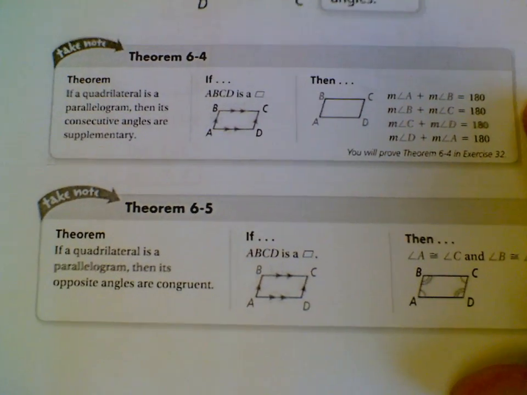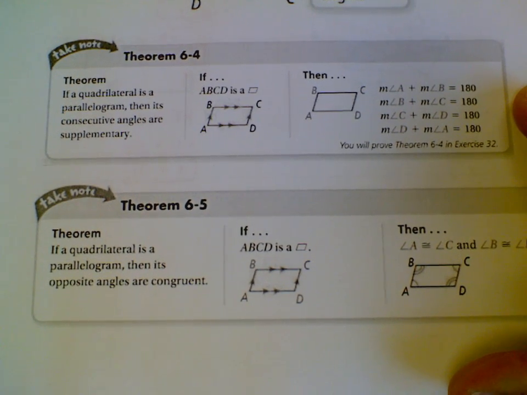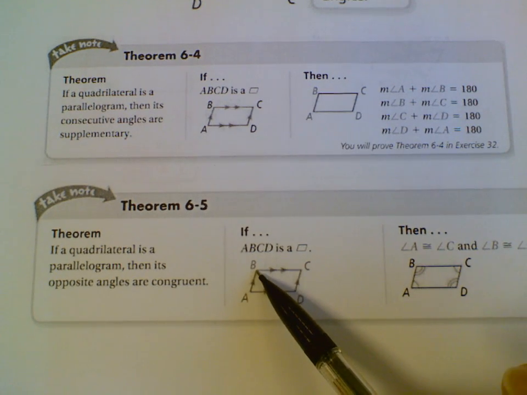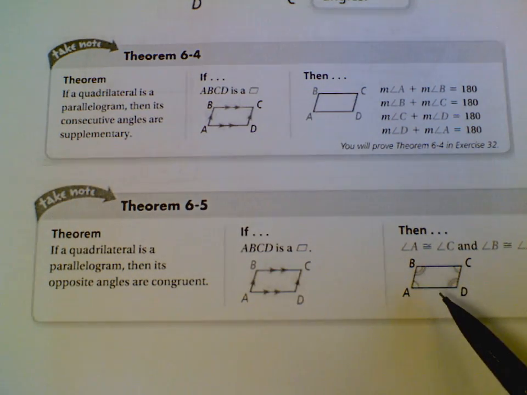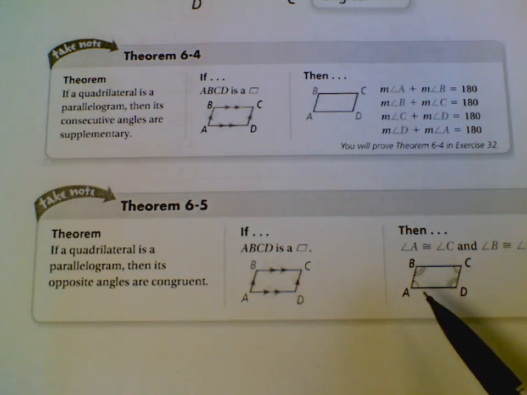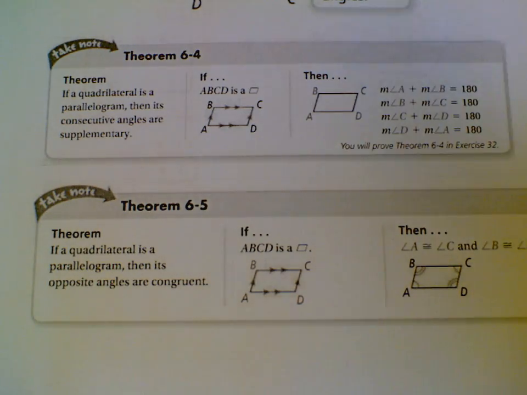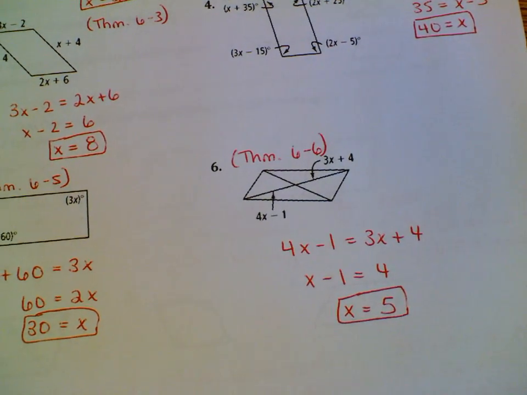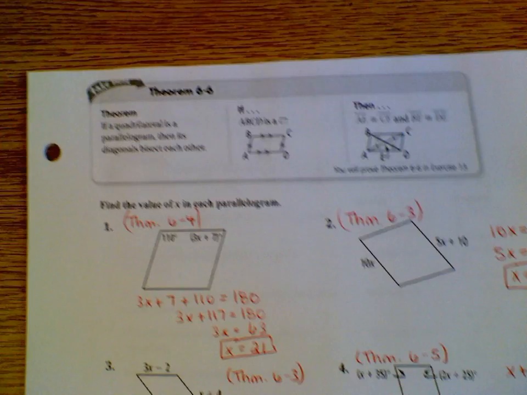Lastly, on this front side of your note-taking guide, the theorem says if a quadrilateral is a parallelogram, then its opposite angles are congruent. So if I have a parallelogram, then B and D are congruent to each other, and A and C. So a lot of that was just introductory stuff. We have one more, and then we'll actually start doing some more solving.